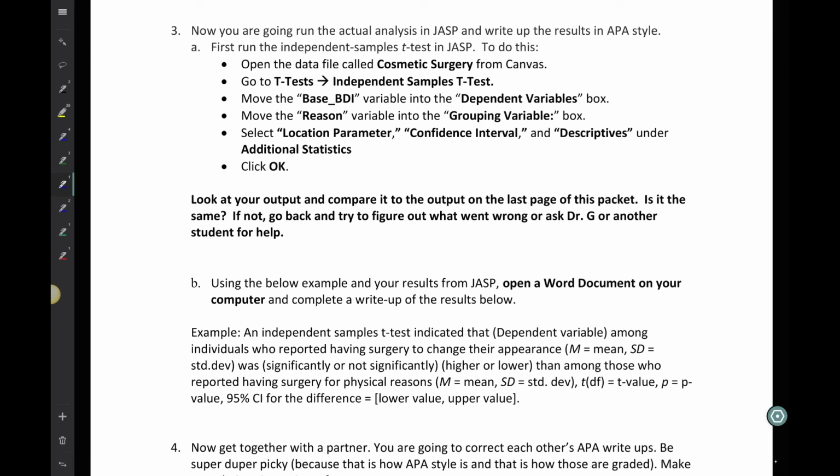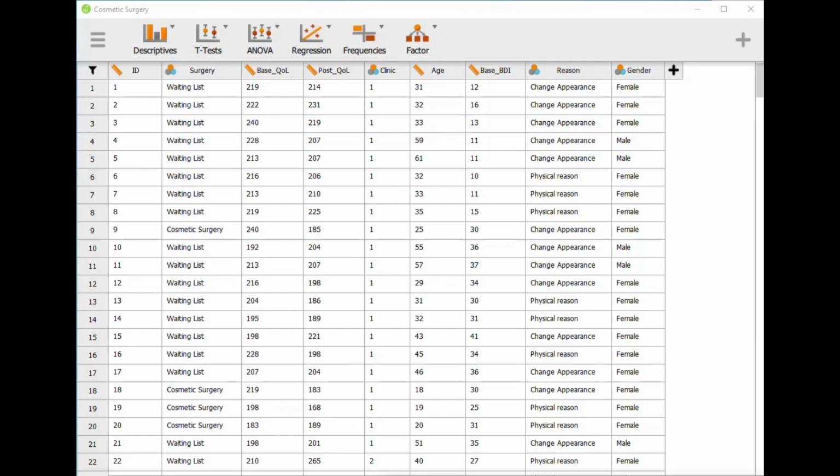And let's just go ahead and wrap up. I'm going to quickly show you how to run this in JASP so you can see how I got this information. So here's our data set. We have whether they had their surgery or they're on the waiting list, their base quality of life, post quality of life, which clinic, age, depression score, reason, and gender.